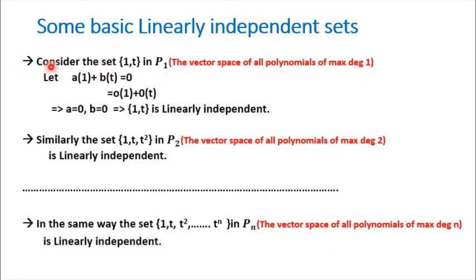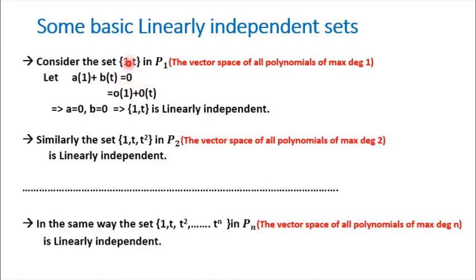Consider the set containing 1, t in P1. What is P1? The vector space of all polynomials of maximum degree 1. So I am taking this set of two vectors, 1 and t. 1 represents the constant and t represents the first degree term. Then I will take a vector equation. How many vectors do I have? 1 and t, 2 vectors. So I'll take two scalars: a into 1 plus b into t is equal to 0.